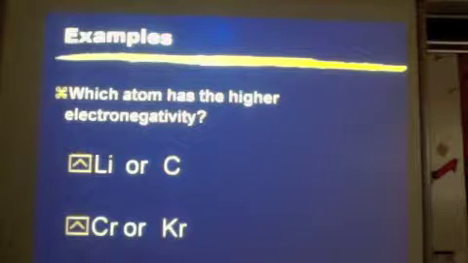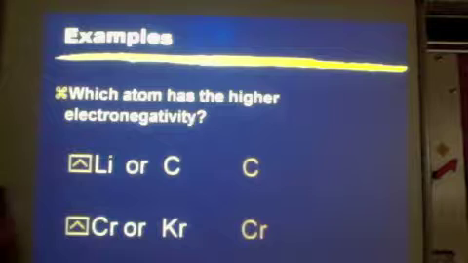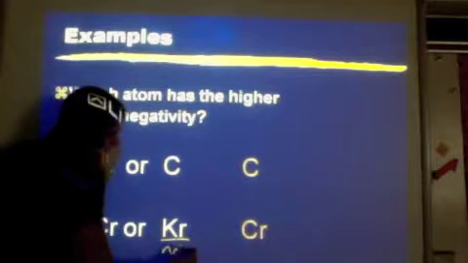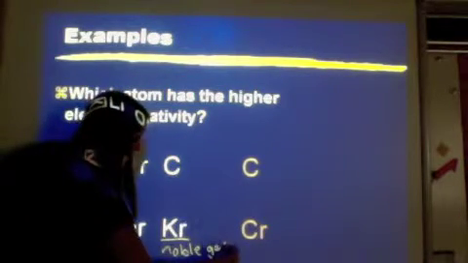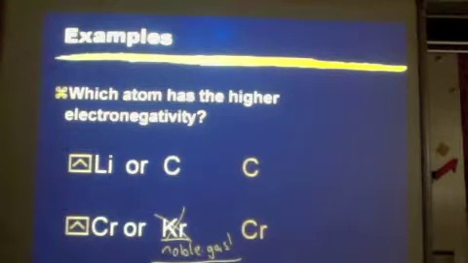Okay, so let's test your skills. Which atom has the higher electronegativity? Li or C, it's going to be carbon because it's furthest up and to the right. Second one, Cr or Kr. Which one is furthest up and to the right? Kr is furthest up and to the right, but it is a noble gas, so it is 0.